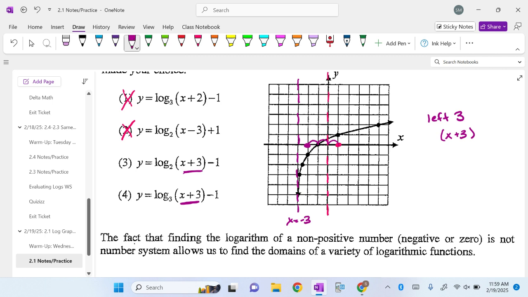Now, here's how you test what the base is. All right. We did some evaluating logs yesterday. So my suggestion to you is look at where the current x-intercept is. So right here. What's the x-intercept right there?